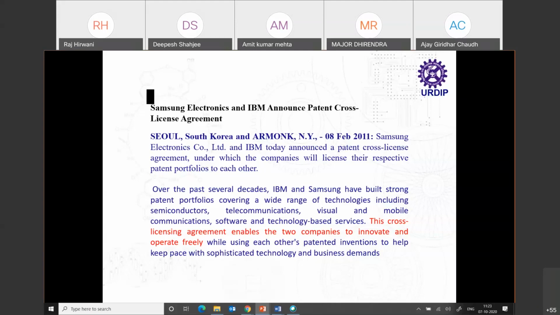So today all those engineers in the IP department of Tata Motors look at freedom to operate. Like here it clearly says, this cross-licensing agreement enables the two companies to innovate and operate freely. So those IP engineers in Tata Motors keep on looking at whether they have freedom to operate in the face of existing patents. So we need to focus, we need to develop our IP portfolio so that we are able to fight the next trade war.